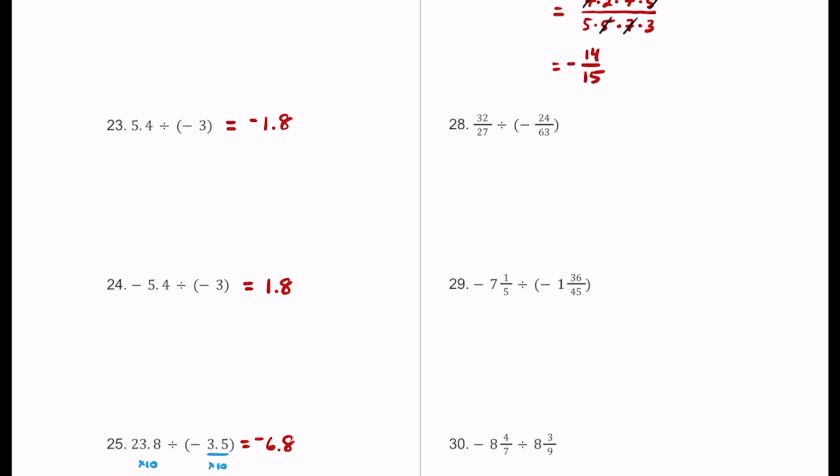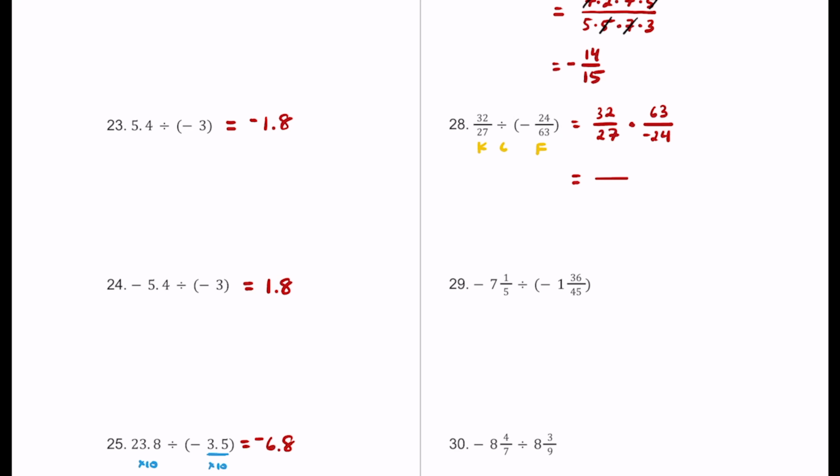Let's check out number 28. For 28, we have 32 over 27 divided by negative 24 over 63. So let's go ahead and keep, change, and then flip, okay? So if we go ahead and do that, let's keep this 32 over 27, and then let's go ahead and change this to a multiplication problem. Now I'm gonna go ahead and keep this negative with the top number. So I'm gonna give it to the 24. So if we flip or reciprocate this fraction, negative 24 is now on bottom, and then the 63 is going to be on top here, okay?